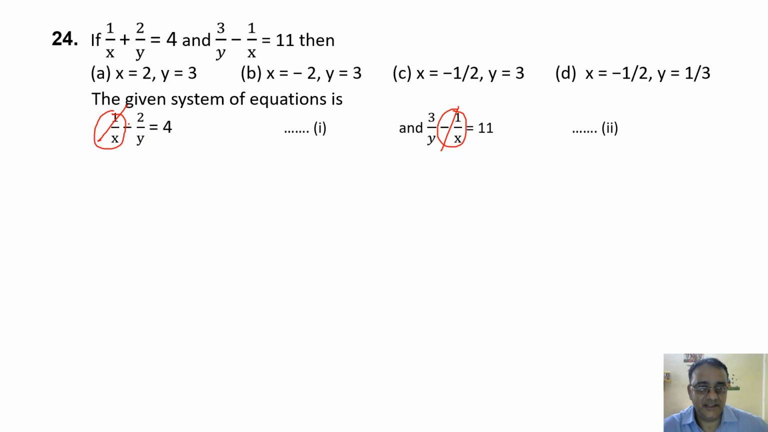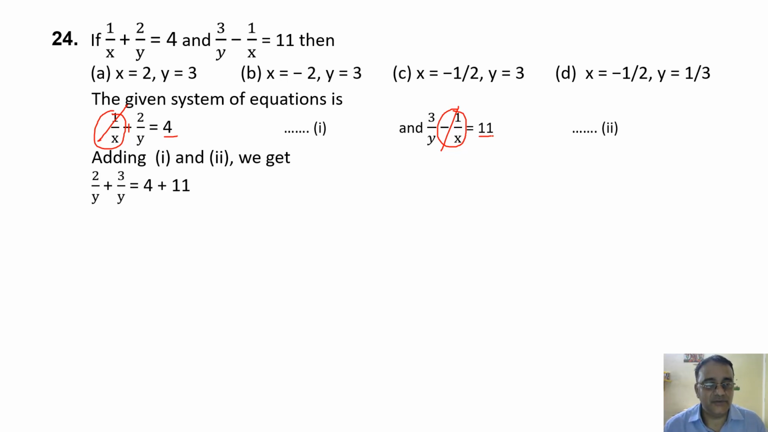The 1 upon x terms cancel, and 2 upon y plus 3 upon y will be equal to 4 plus 11. Adding, we get 2 by y plus 3 by y is equal to 4 plus 11. So 2 by y plus 3 by y, how much will it be if you add? 5. Very good. 5 by y is equal to 15. So what is the value of y? Yes, 5 upon 15, that is 1 upon 3.